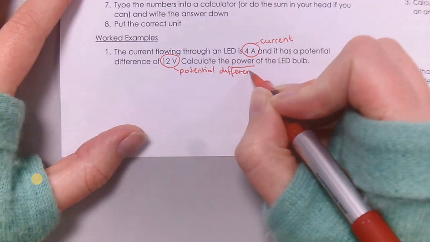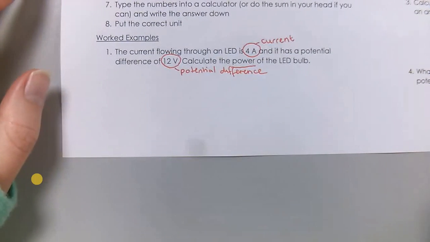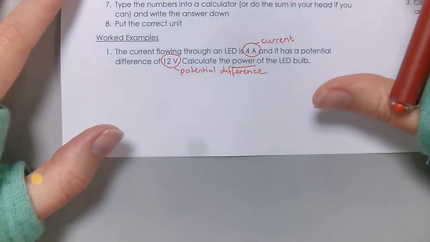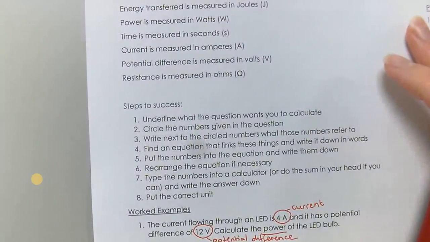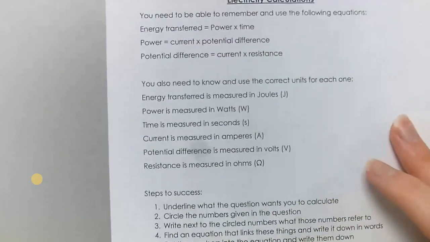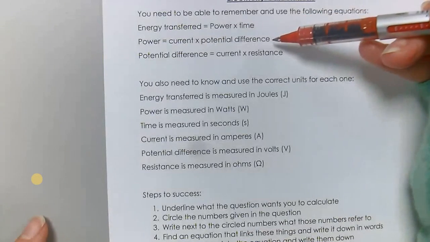The next thing you're going to need to do is find an equation that links these together. Eventually you'll need to remember those equations, but for the moment you'll be able to look them up on your sheet. So looking at the top of your sheet, you should have 3 equations listed there. We want one that's got potential difference, current, and power. So if we look at these, we can see that's the second one down.